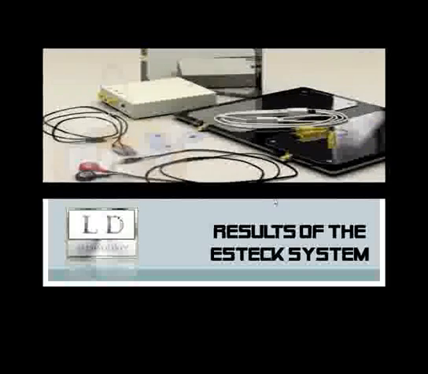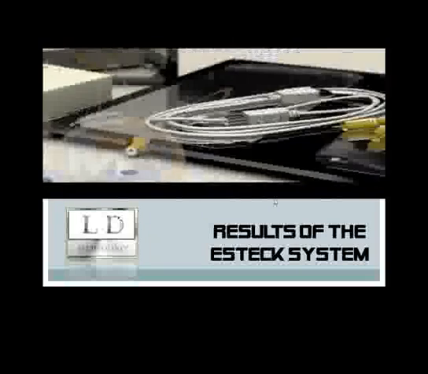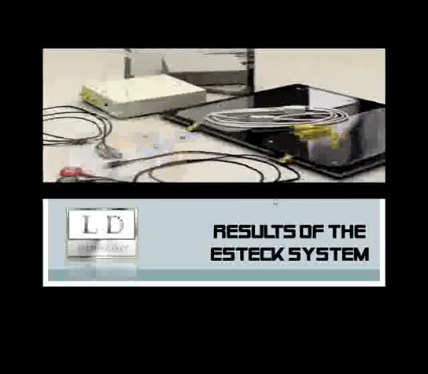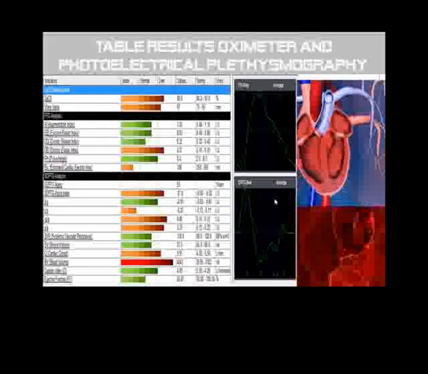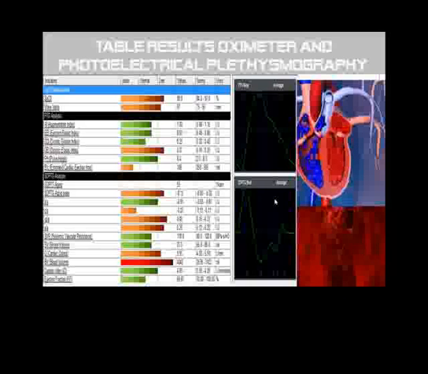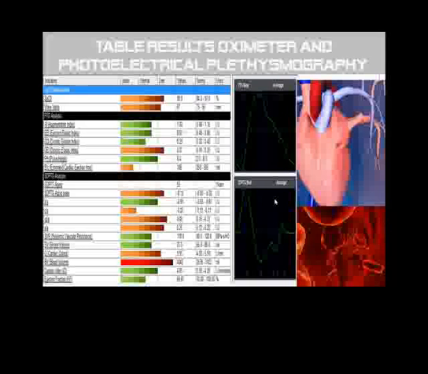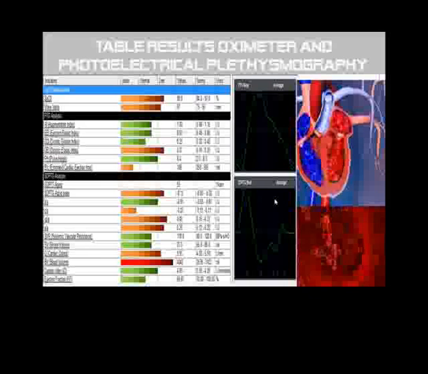Results of the ESTECK system. The results are displayed in table form with the value, scale, normal range and units of each indicator. The table displays the SPO2%, the original wave PTG, and mathematical acceleration of the original wave, ST-PTG. The analysis of PTG and ST-PTG provides hemodynamic indicators such as cardiac output, stroke volume, blood volume, and ejection fraction.